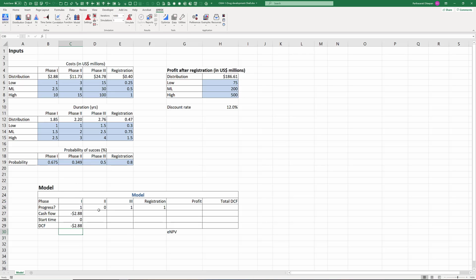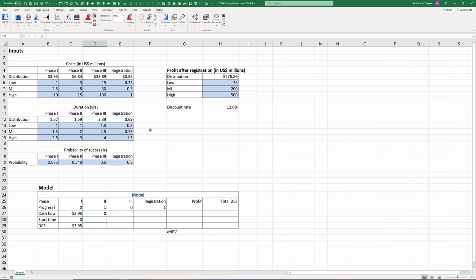Now, phase two. The cash flow for phase two, 11.73, is only if phase one is successful. If phase one is not successful, then it will be zero. So we have to use an IF function. If the progress is equal to 1, then we have a cash flow, and that will be cost. So you have to have minus C5 and then 0.